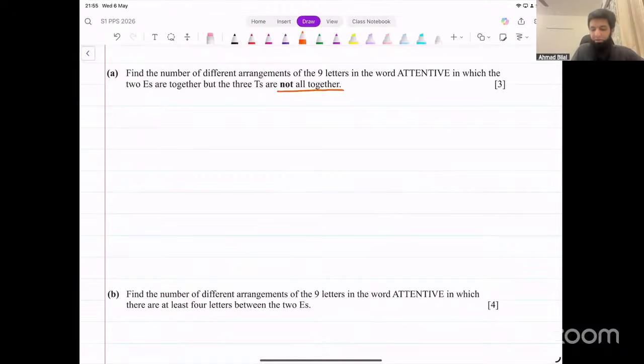Now, what does that mean? There are 3 T's in total, 1, 2, 3. Not all together means this case is not allowed where all of them are together. However, 2 together and 1 separate, that is fine. And all of them separated, that is also fine.